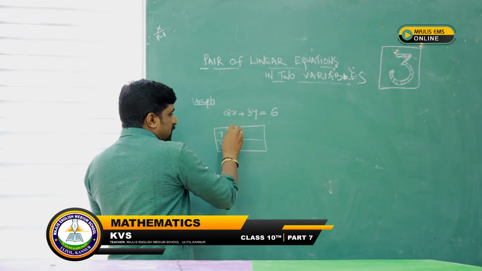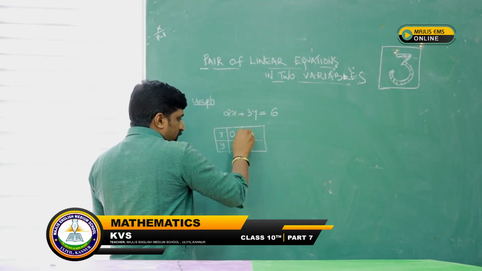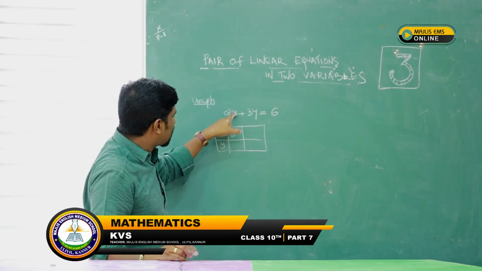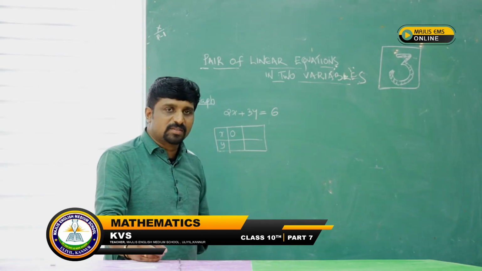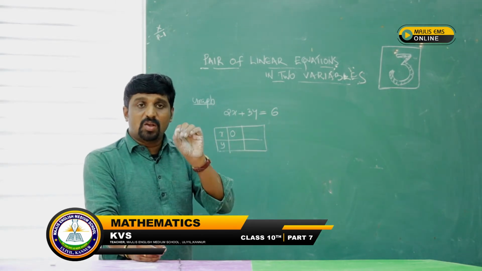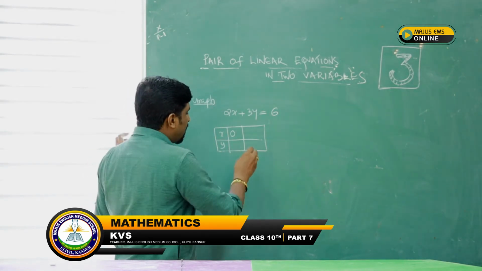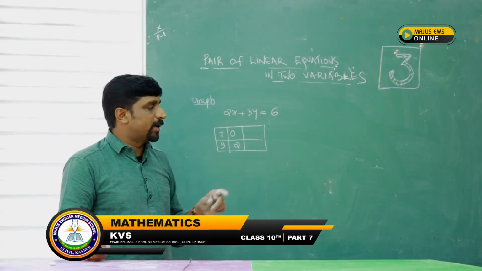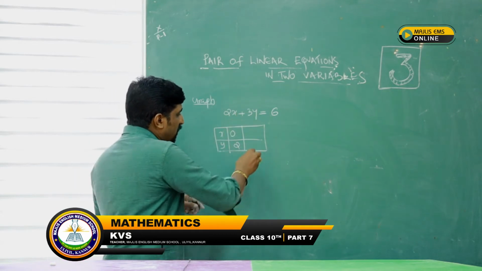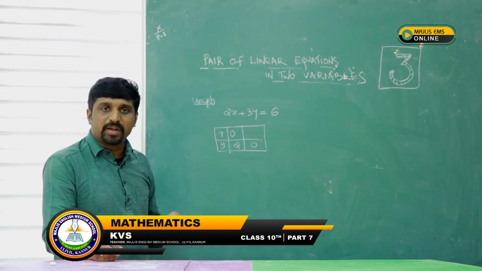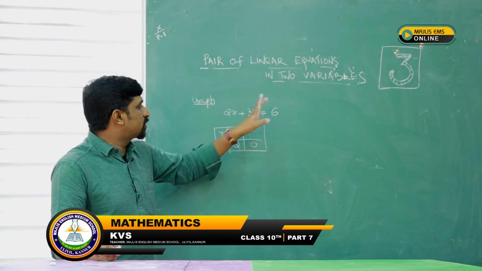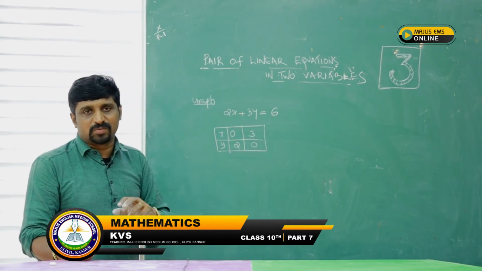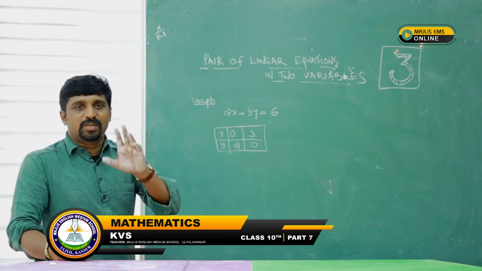When we substitute x equal to 0, after substitution 2 into 0, 0 plus 3y equal to 6. For 3y equal to 6, y equal to 6 by 3, y value we got 2. This is the first solution, 0, 2. And the same way we can substitute y equal to 0. Therefore, 2x is equal to 6, then x is equal to 3. Then we got two values. For drawing a graph, we need only two solutions.